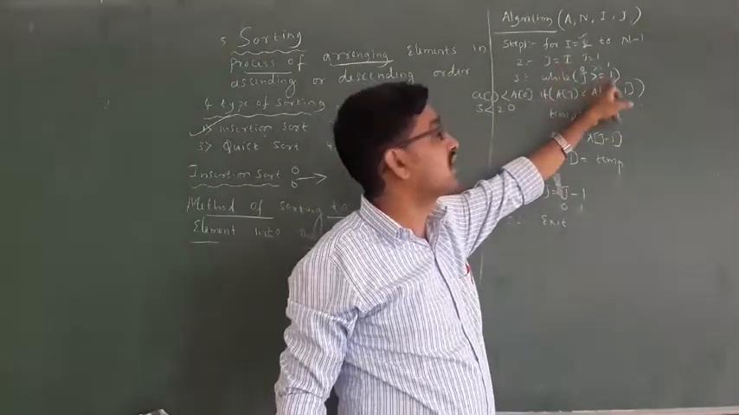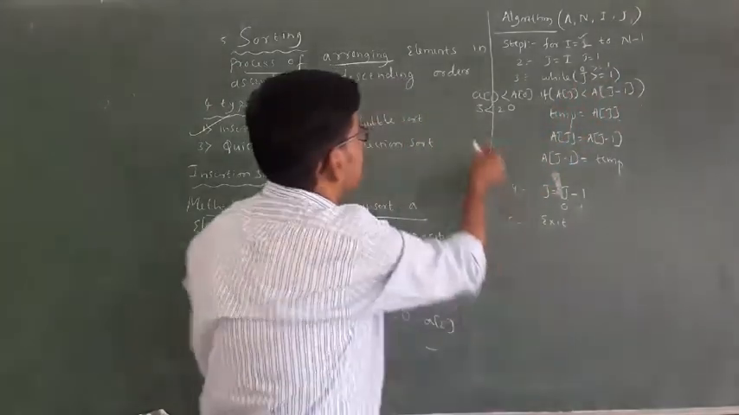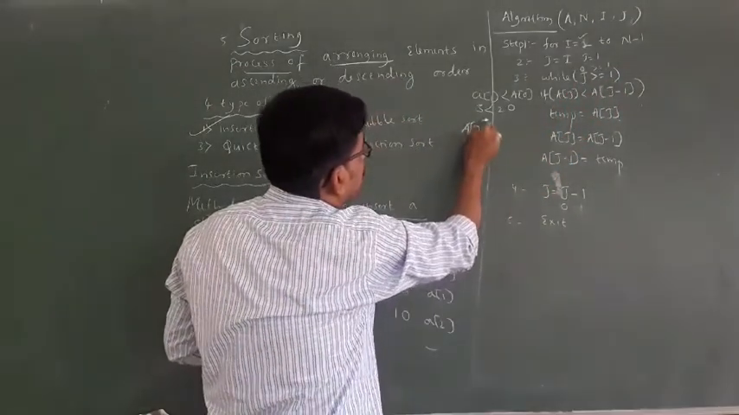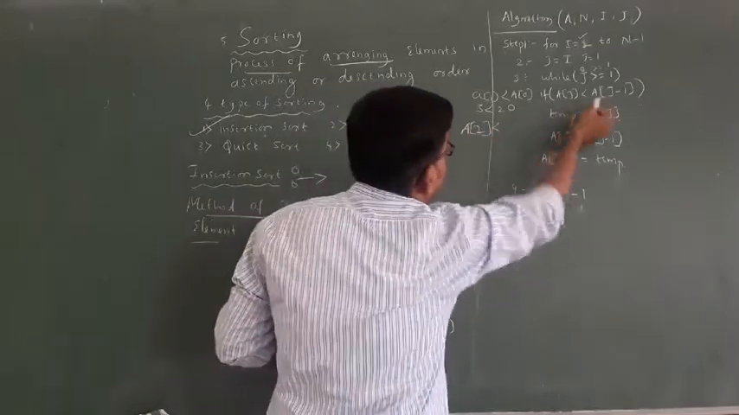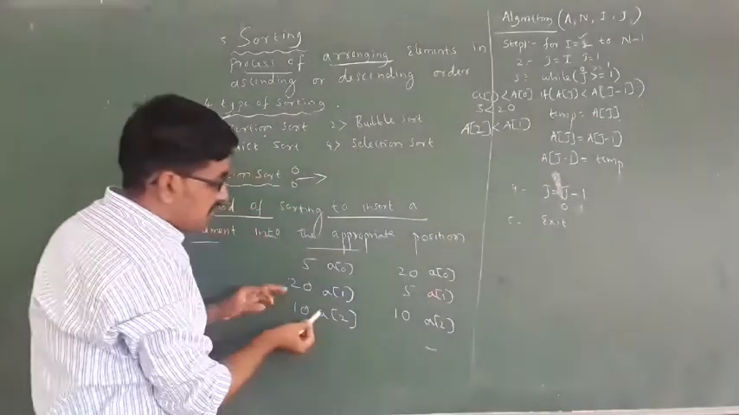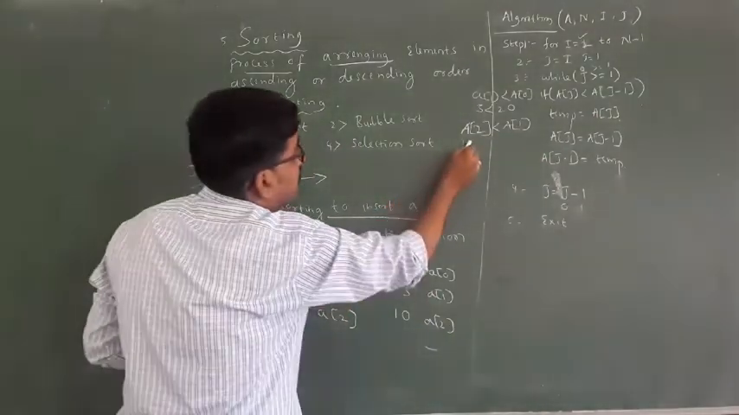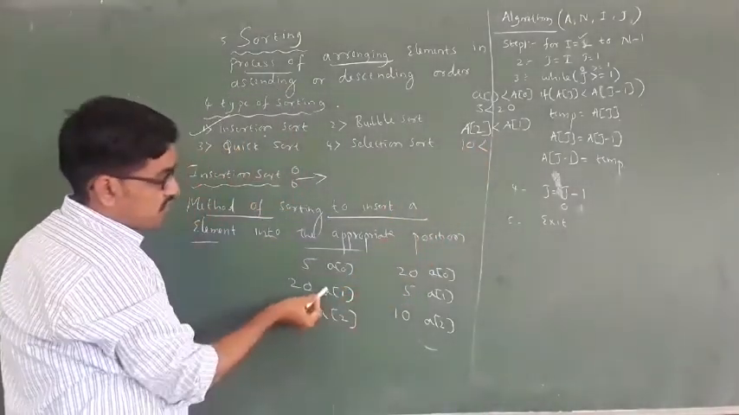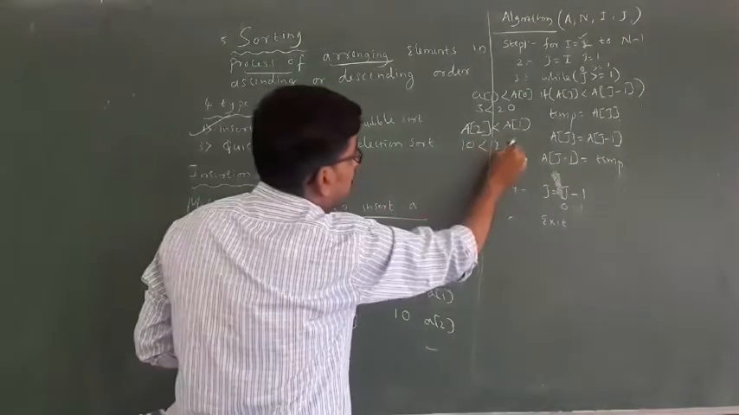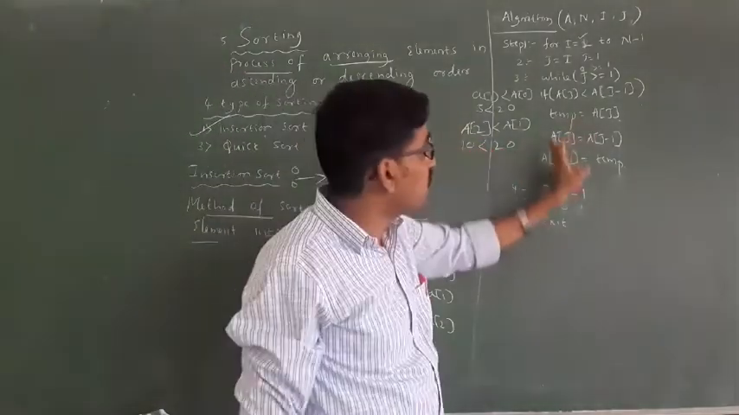Is 2 greater than or equal to 1? Yes. Yes means a of j, that is 2. Is a of 2 less than a of 2 minus 1, which means a of 1? Next we have to see what is in a of 2. 10 is there. In a of 2 you have 10, and a of 1 you have 20. Is 10 less than 20? Yes. Yes means swapping will take place.